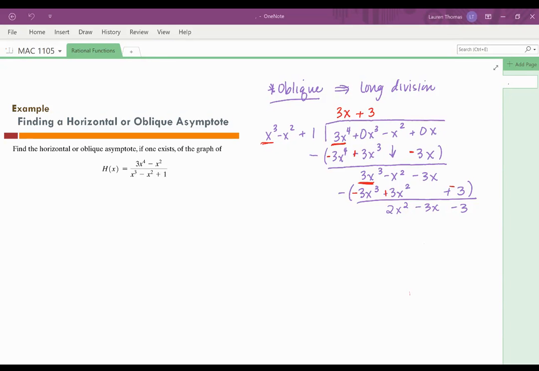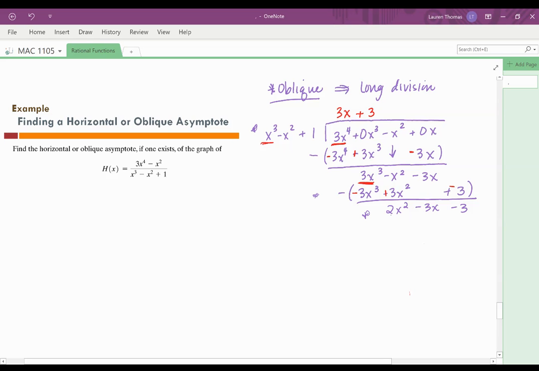All right, so we've distributed the 3 to every term that's in the divisor. We've multiplied it down here, and we've distributed the negative sign. So then we've come out to 2x squared minus 3x minus 3. Now, when we look at the degrees here in the divisor and down here in the remainder, the degree in the divisor is larger than the degree that's down here in the remainder. So it lets us know that we can no longer do long division.